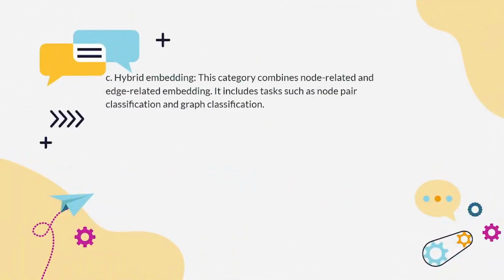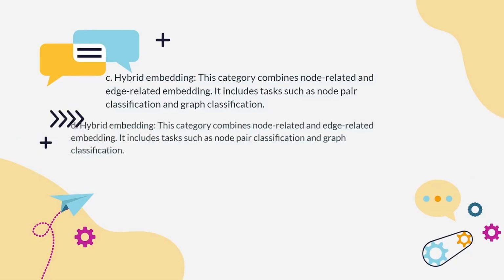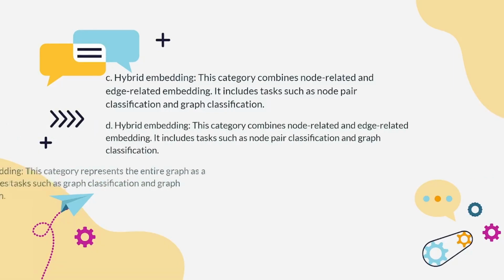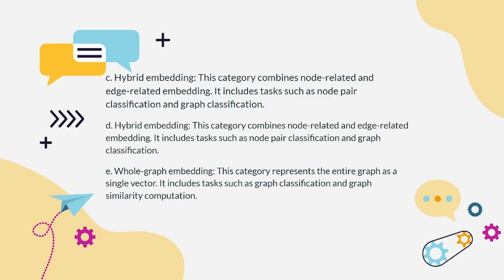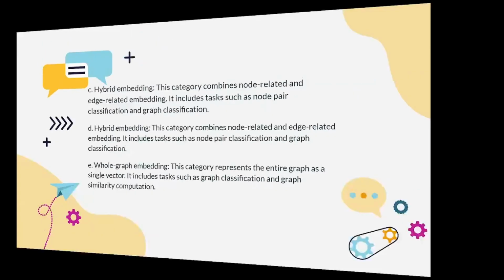There is hybrid embedding. As the name suggests, this category basically combines the node related and edge related embedding. It includes tasks such as node pair classification and graph classification. There is one more type, whole graph embedding. This category represents the entire graph as a single vector. It includes tasks such as graph classification and graph similarity computation.